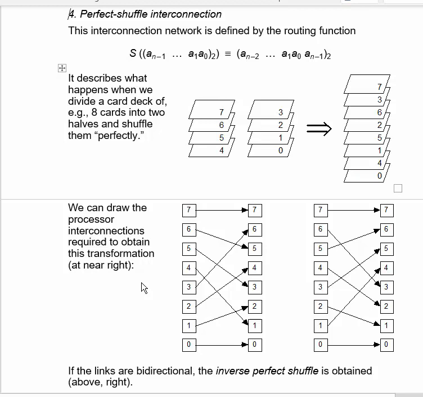So the processor interconnections are 7 goes to 7, 6 goes to 5 because the card 6 goes down to the 5th position, 5 goes to 3, 4 goes to 1, 0 to 0, and then you have exactly the reverse as the 1 goes up to 2, and 2 goes up to 4, and 3 goes up to 6. So those are the processor interconnections that give you a perfect shuffle. Now, if the links are bidirectional, you can also achieve an inverse perfect shuffle, which is the diagram on the right, by going the opposite direction over the links.